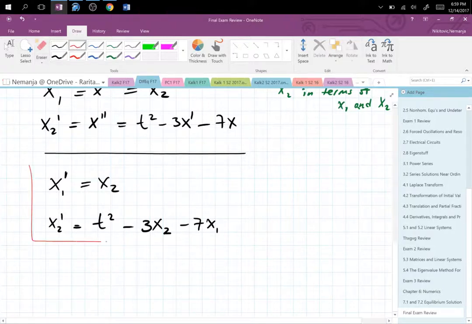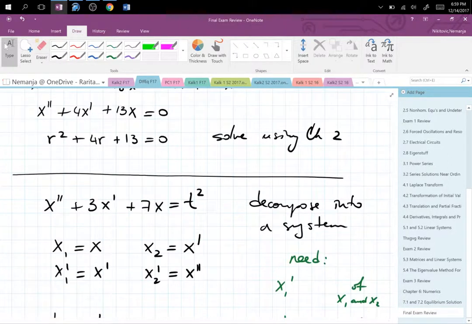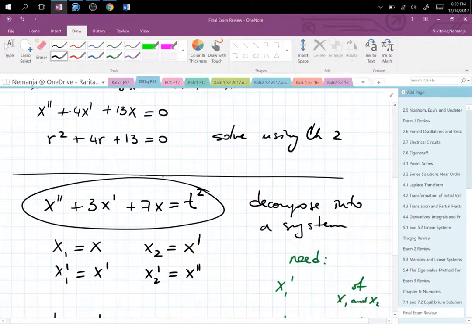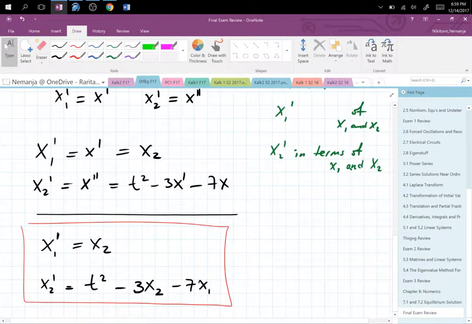Right here, that's the answer right there? Yeah, it's fine. I'll just solve it with the t squared. That's what you solve. Oh, so after that, they're going to ask to solve? No, decompose.